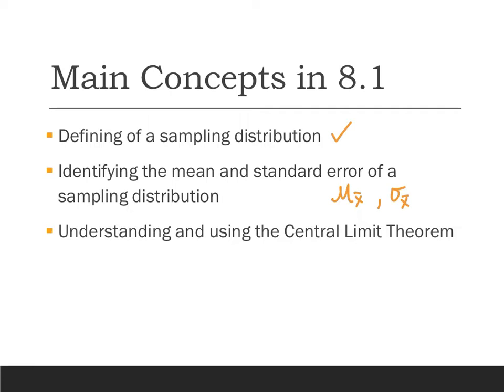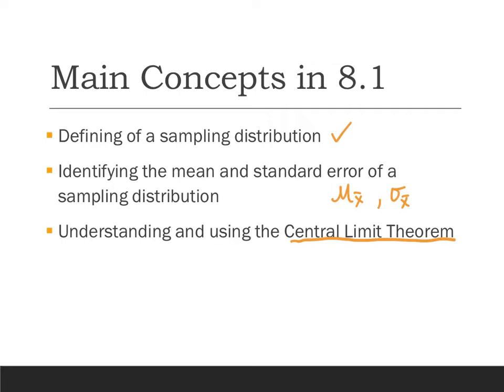Now we're going to talk about the central limit theorem. That's a little bit different. So for the mean and standard deviation that we talked about in part 2, that's going to be true. The mean of the sampling distribution will be the same as the mean of the population, and the standard error or the standard deviation of the sampling distribution will be the standard deviation of the population divided by the square root of the sample size. So that's going to be true no matter what.